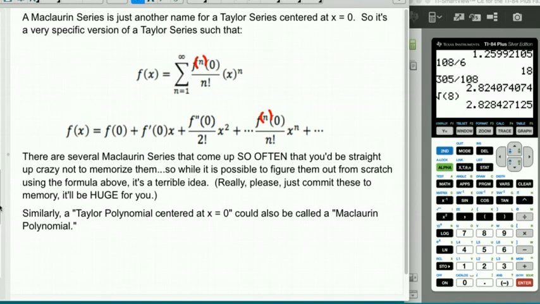That's about it. So there are several Maclaurin series that come up so often that you absolutely would be nuts not to memorize them. So while it is possible to figure them out from scratch, and we've done some of them earlier in this video, it is a terrible, terrible idea. So please commit to memorizing a handful of these Taylor polynomials centered at 0, but we can also call them Maclaurin polynomials or Maclaurin series.